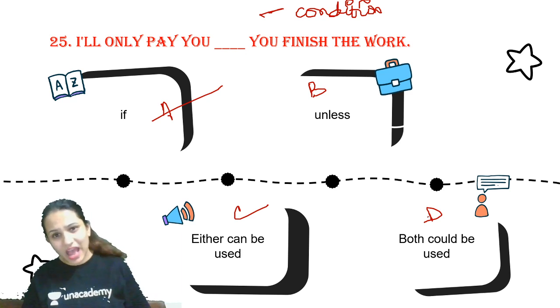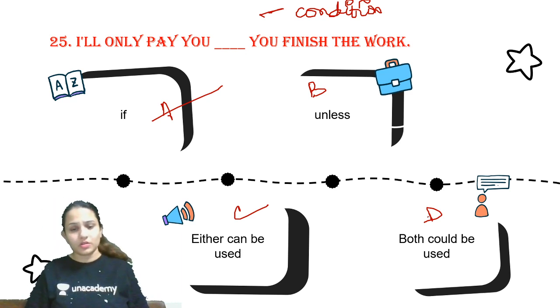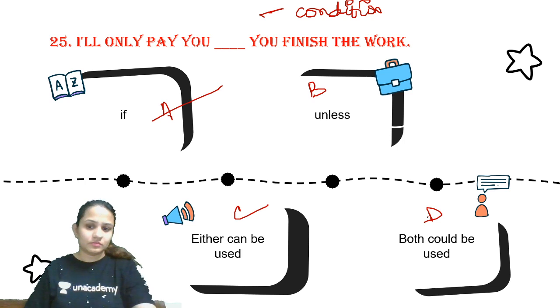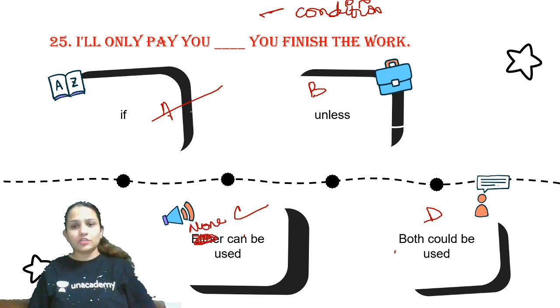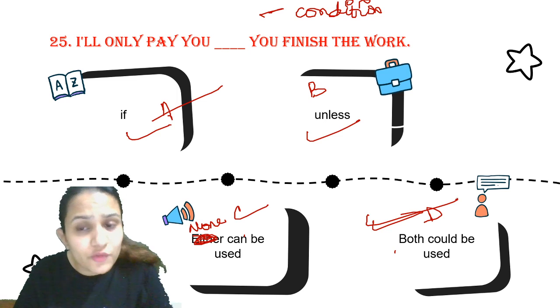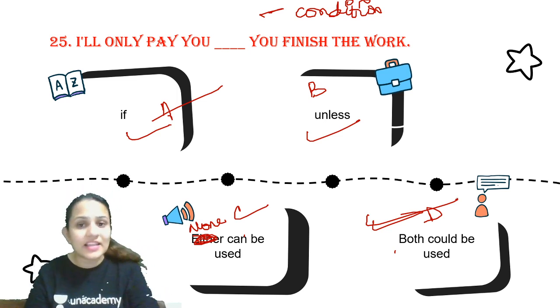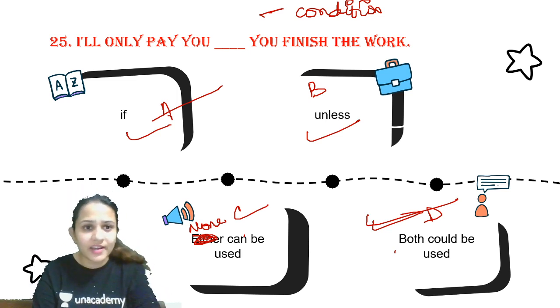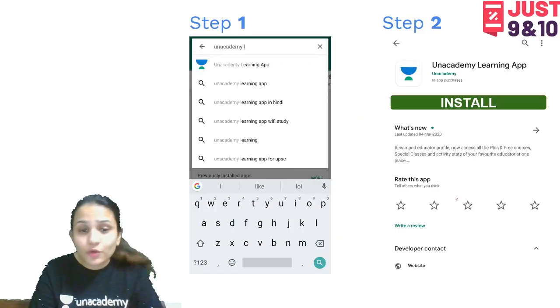I'll pay you dash you finish the work. So this is a condition. So if is also a condition, unless is also a condition. Therefore, both can be used. I'll only pay if you finish the work. I'll pay you unless you finish the work. All right. So please let me know your scores.